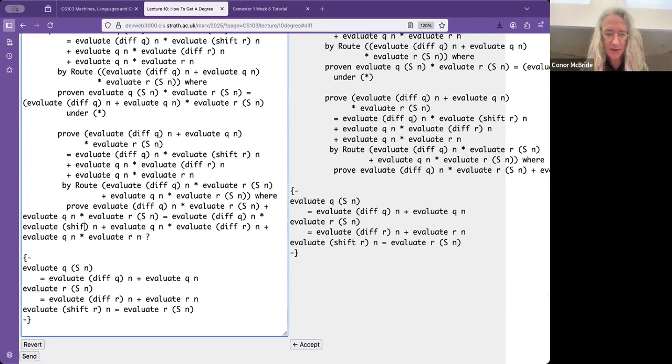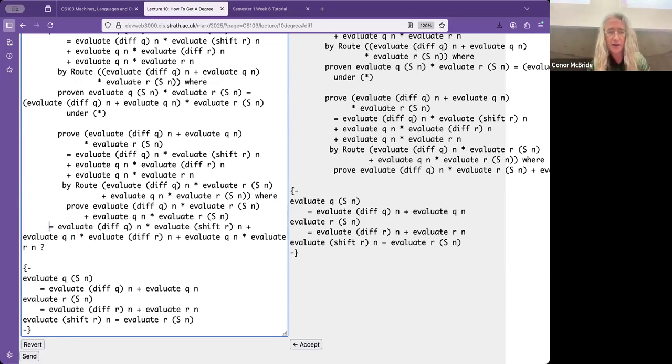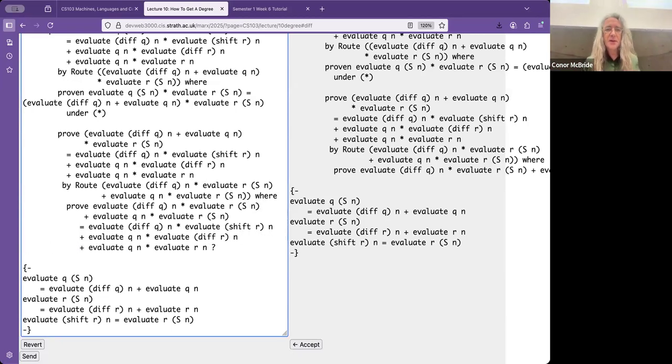That is once again Shift R. Okay, so let's see where we are now. We've multiplied out this bracket. We got one sub-goal because the move we made was directly justified by a distributive law that we proved ages ago. So let's see. This is pretty good.